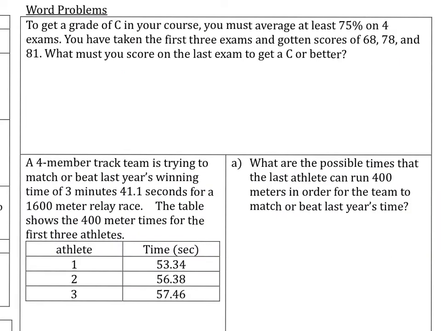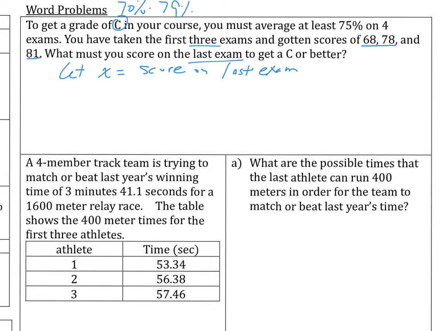Word problems. To get a grade of C in your course, C means 70% to 79%. You must average at least 75% on 4 exams. You have taken the first 3 exams and gotten scores 68, 78, and 81. What must you score on the last exam to get a C or better? So let x be the score on the last exam.